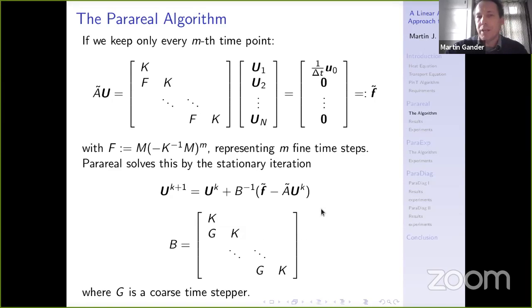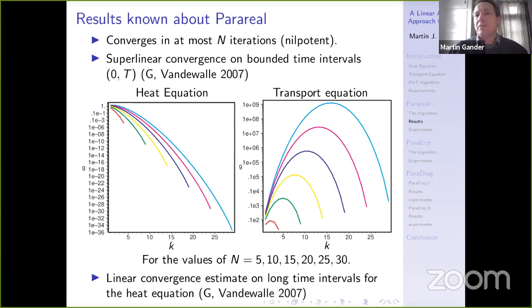What is known about the Parareal algorithm? It's known that it converges in at most n iterations if you have n coarse time points. So this iteration matrix is nilpotent, which is a very interesting property of this iteration matrix. It's also known that the convergence of this method has a superlinear upper bound. This was proved by me and Stefan in an early paper. And this upper bound looks very different for the heat equation or the transport equation. For the heat equation, it contracts very rapidly.